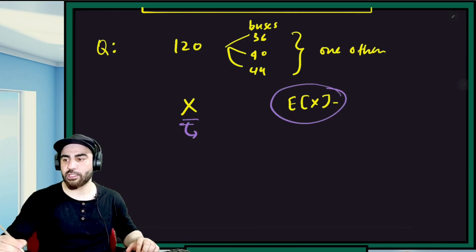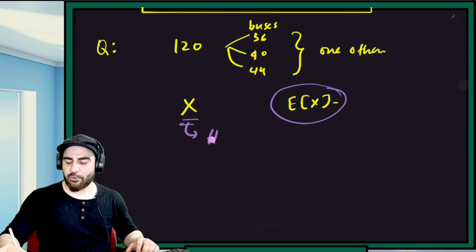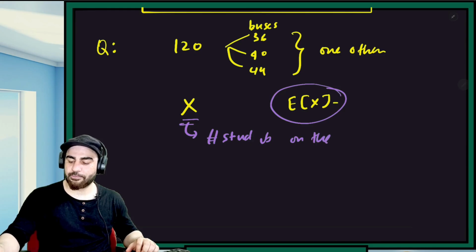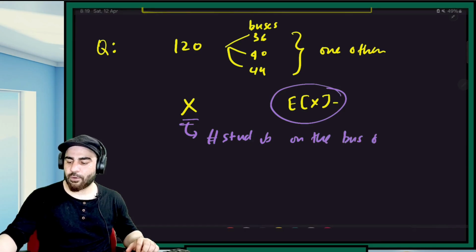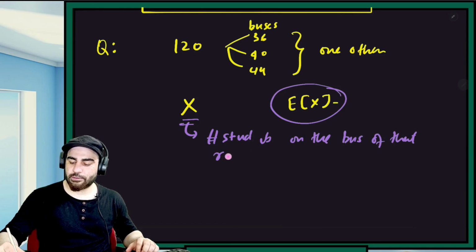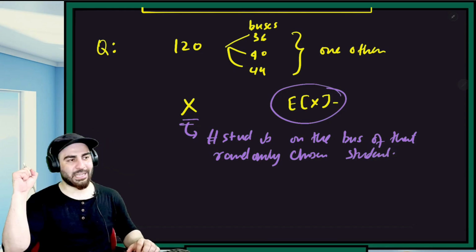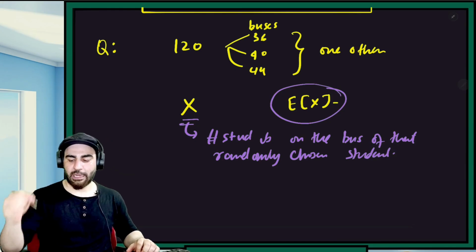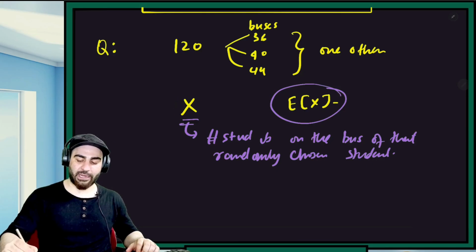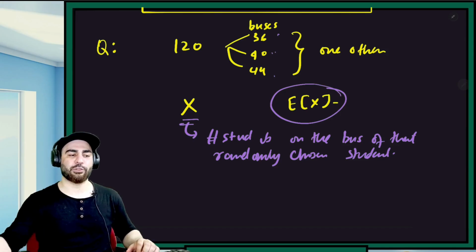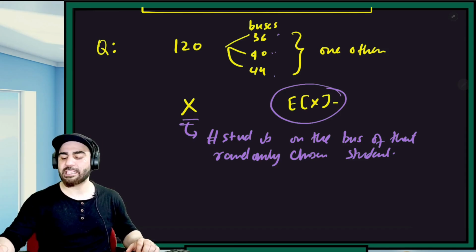I'll write this in words. So here x denotes the number of students on the bus of that randomly chosen student. Because you are choosing a student randomly out of these 120. Now x is a random variable and it denotes the number of students on the bus from which the student was chosen. Can you now compute the expectation of x?